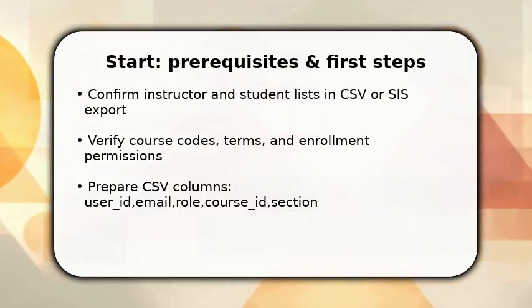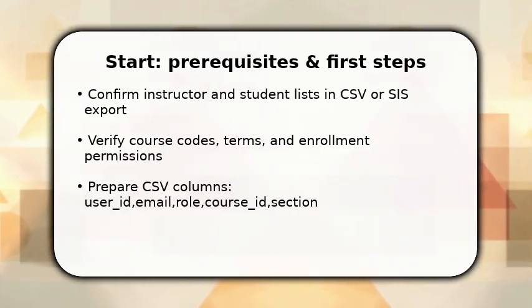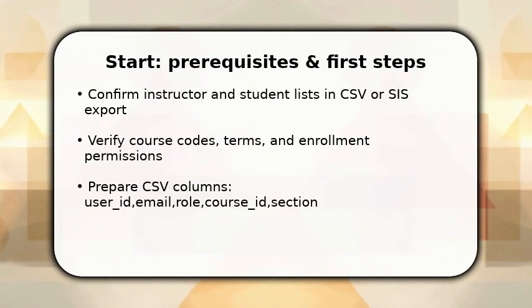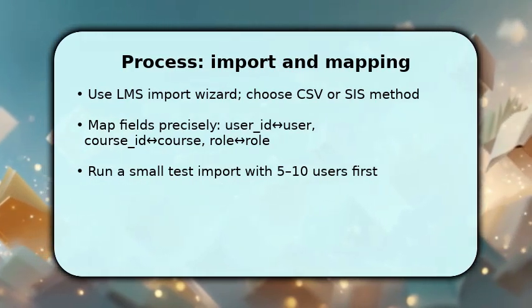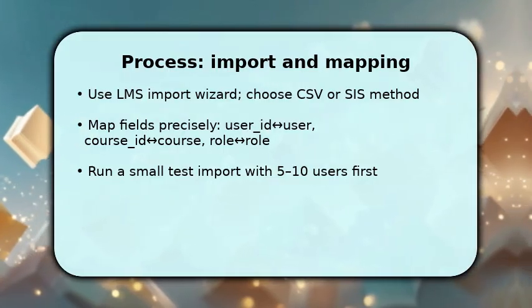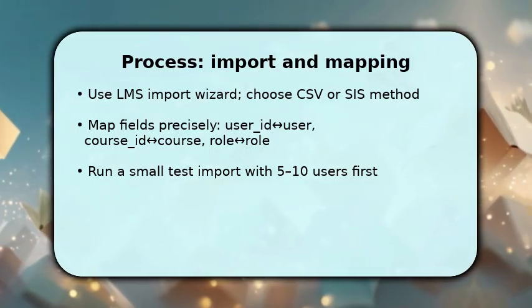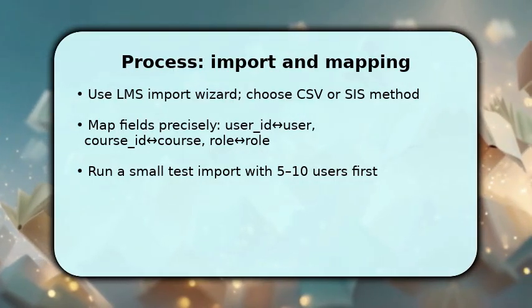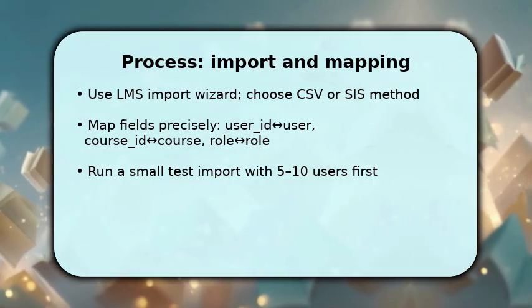This first action reduces errors and speeds the rest of the process, so don't skip verification of course codes and access settings. Now you execute the core import and mapping steps. Start the LMS import wizard, choose CSV or SIS, and upload your file. Then carefully map each column to LMS fields, user ID to user, course ID to course, and role to role, because mismatches create duplicate accounts or failed enrollments.